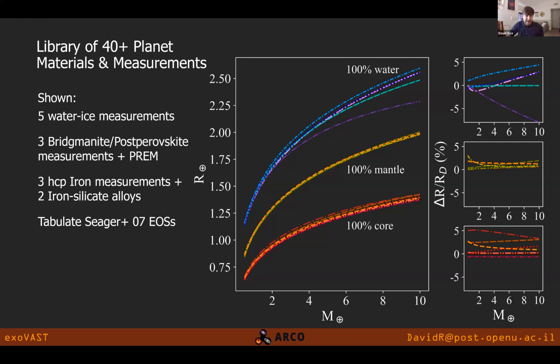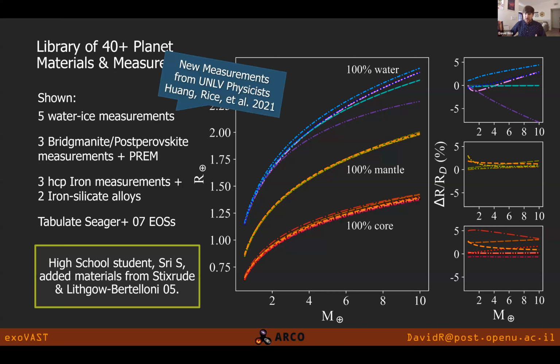The mantle planets have some different measurements of bridgmanite and post-perovskite, and the core has some different measurements for hexagonal close-packed iron that can create planets up to 2% difference, and 2 iron silicate alloys, which can create planets up to 5% difference if you're lightening that core with some silicate inside the core. I want to highlight here that we have new measurements from UNLV physicists. So in Wang Rice et al. 2021, we took some new measurements for ice 7 and ice 10 from UNLV physicists and modeled planets with them. And I also have a high school student adding equations of state to the code. So Sri is looking for college right now.